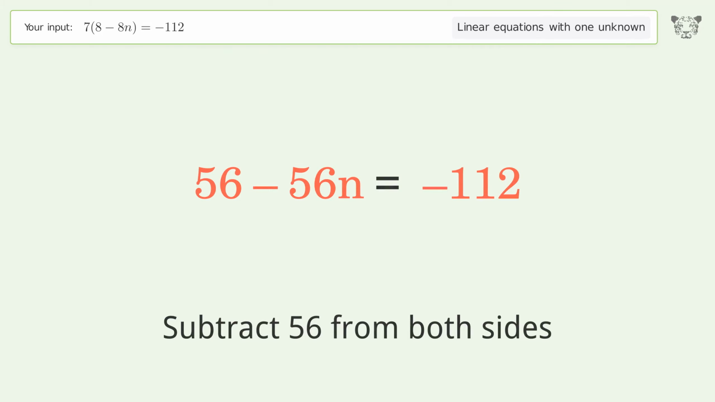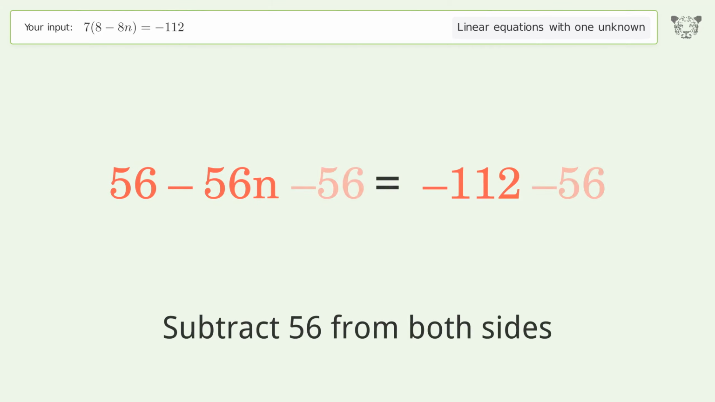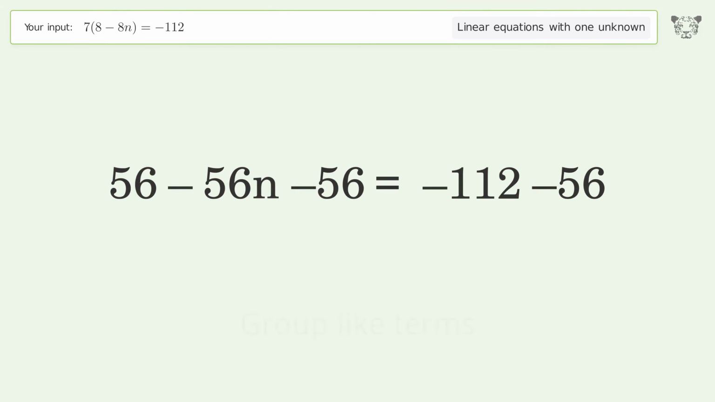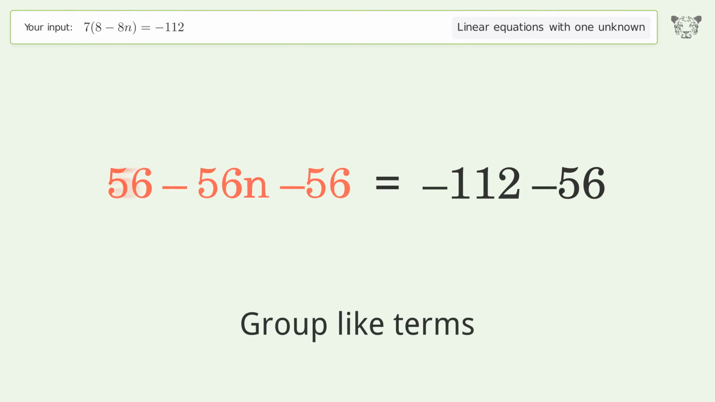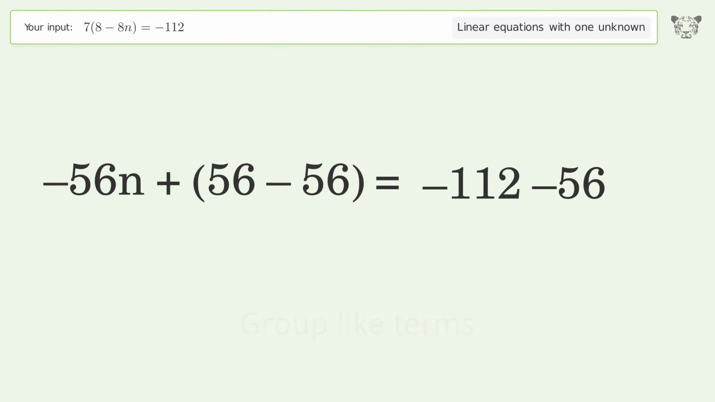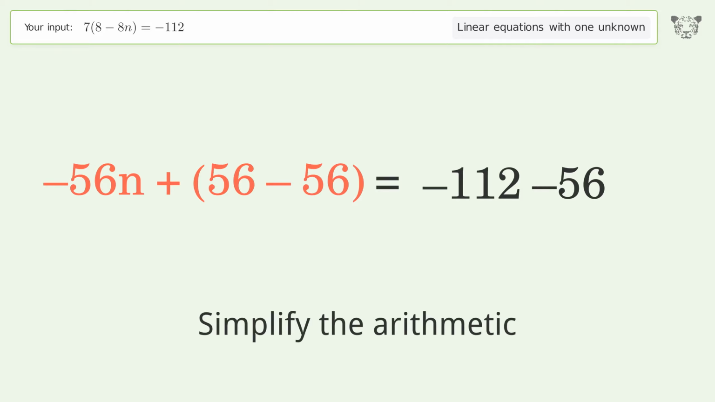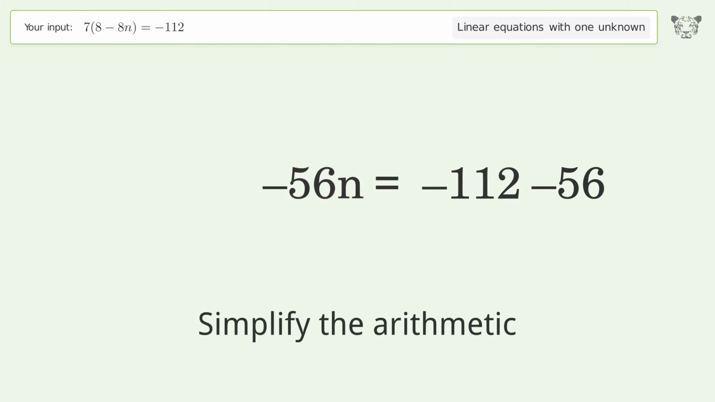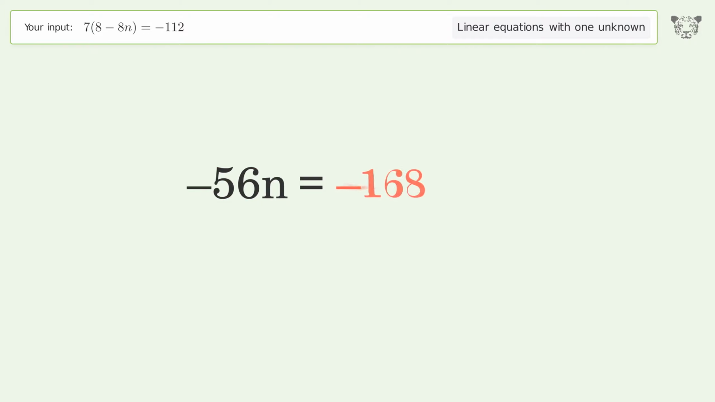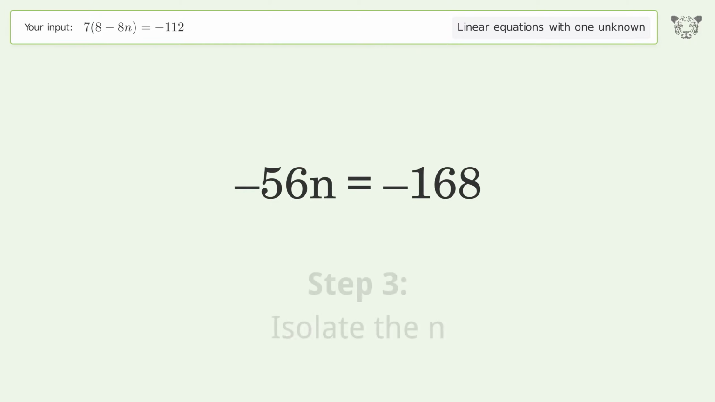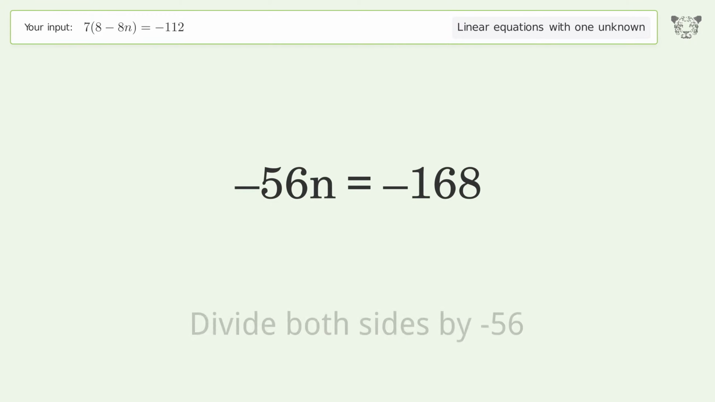Subtract 56 from both sides. Group like terms. Simplify the arithmetic. Isolate the n. Divide both sides by -56.